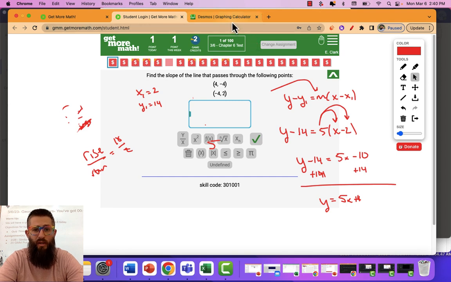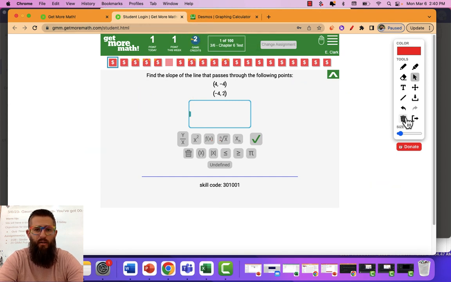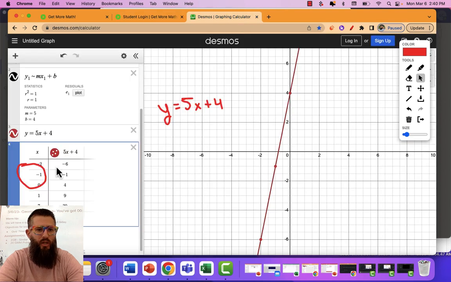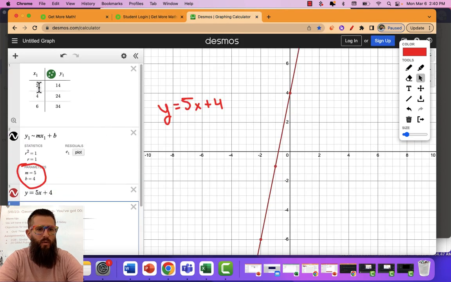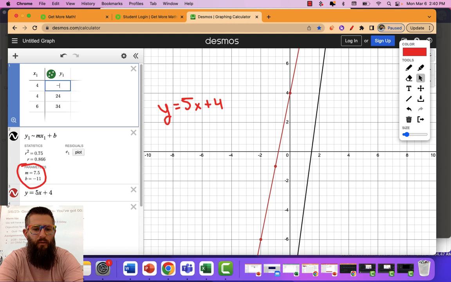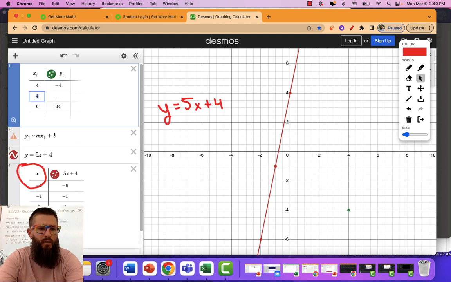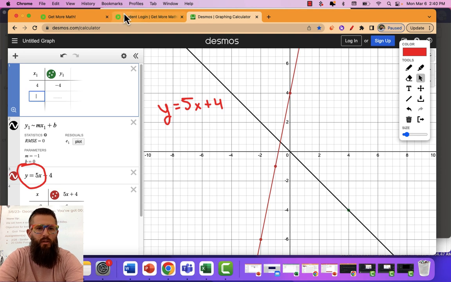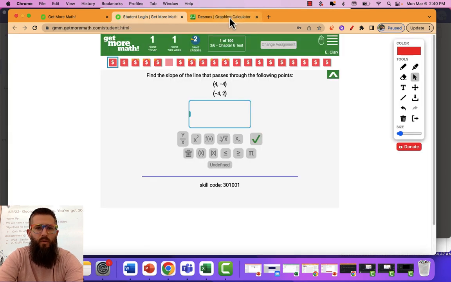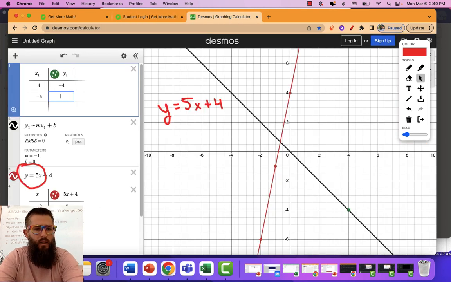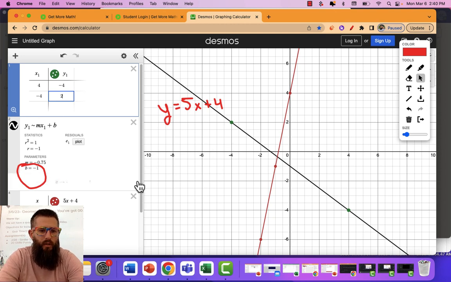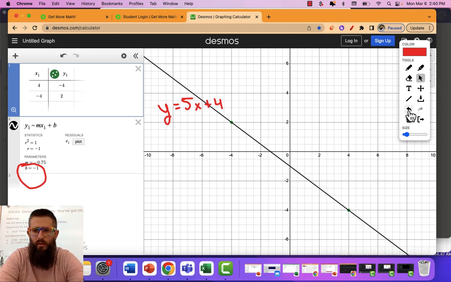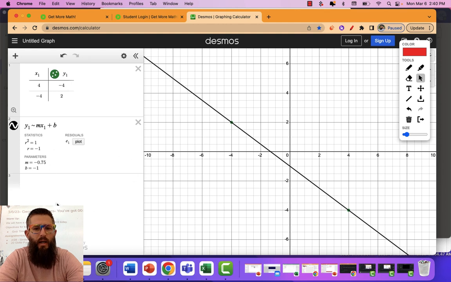So we can do the same thing now that we have our table set up in Desmos. We can change this to 4, -4, and then we can change this to whatever that second coordinate is, which is -4, 2. I'm going to get rid of this because it's old and it doesn't matter to us anymore. So here we have our new equation going through those 2 points.